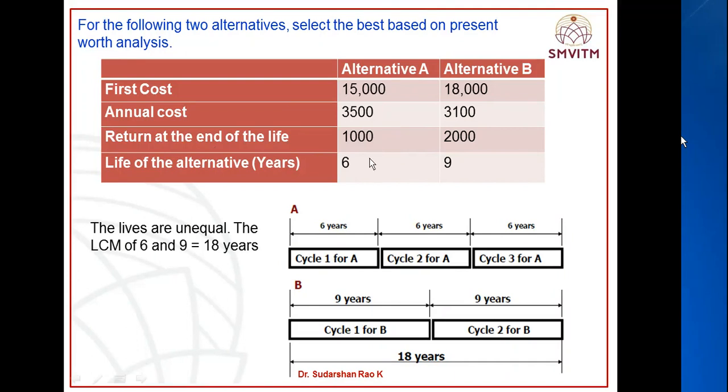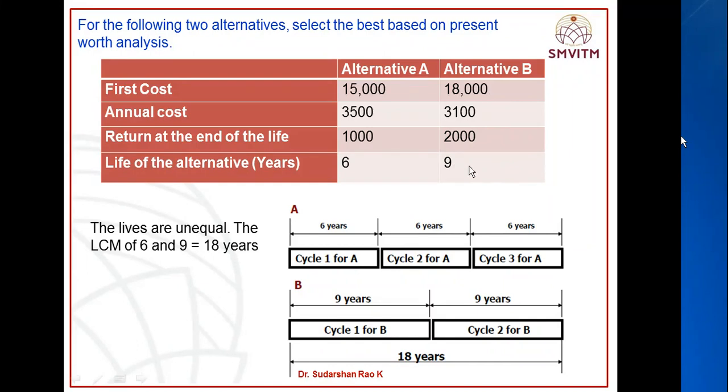At the end of the life, the future value, that is the resale value or salvage value of alternative A, is 1,000 rupees. The life of alternative A is 6 years. For alternative B, the first cost is 18,000, the annual cost is 3,100, and the return at the end of the life is 2,000, whereas it has a 9-year life.